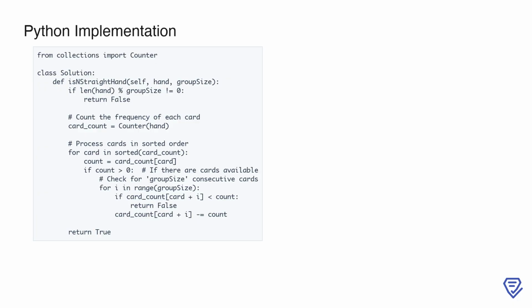For each card, if its count is greater than 0, we attempt to form a group of group size starting with this card. For each card in the group, we check if there are enough cards available to form the group. If any card in the sequence lacks the required count, the function returns false. Otherwise, we decrement the count for each card in the group. Finally, if all cards are successfully grouped, the function returns true. This approach processes each card at most once, ensuring an efficient runtime complexity of approximately n log n, where n is the number of cards, due to sorting.